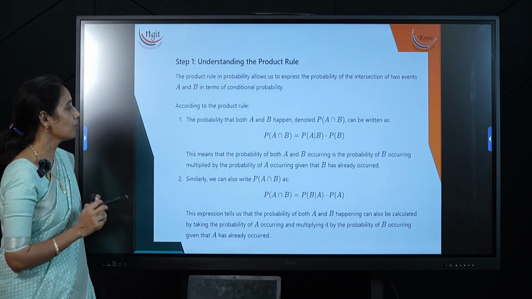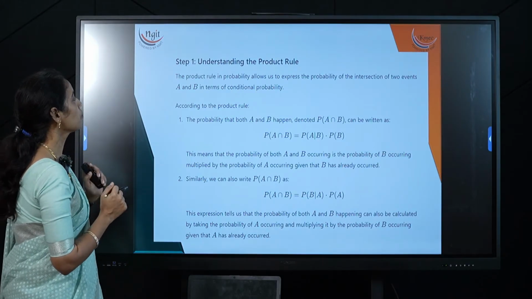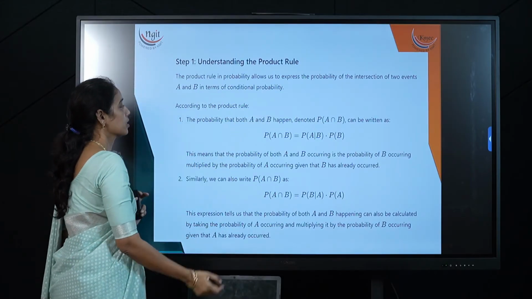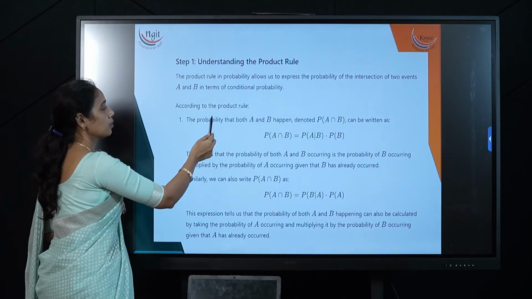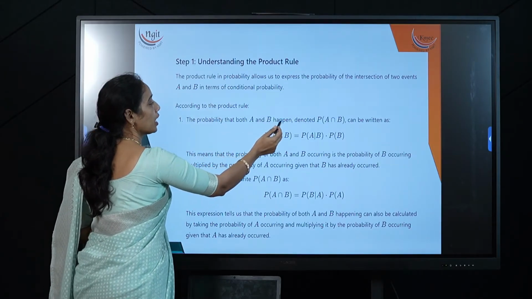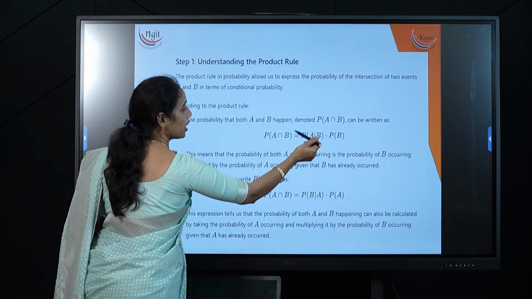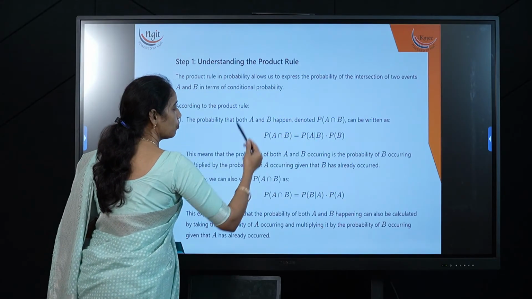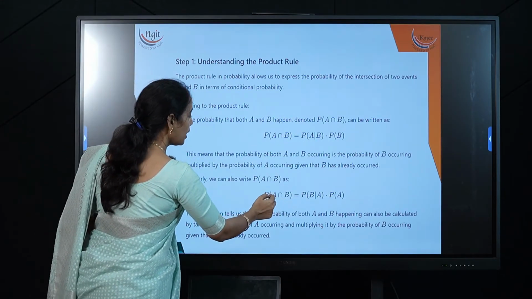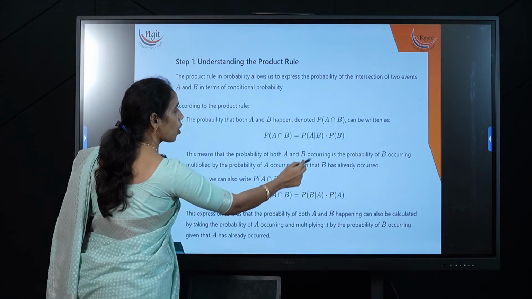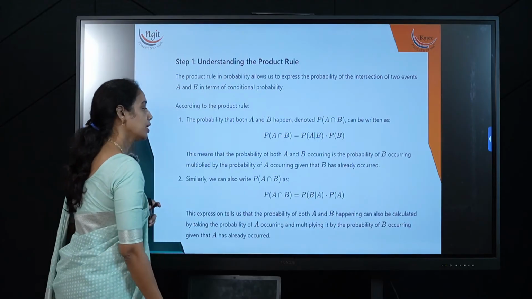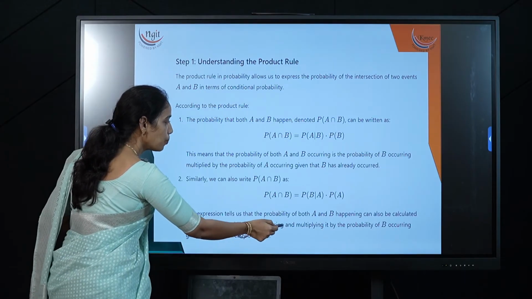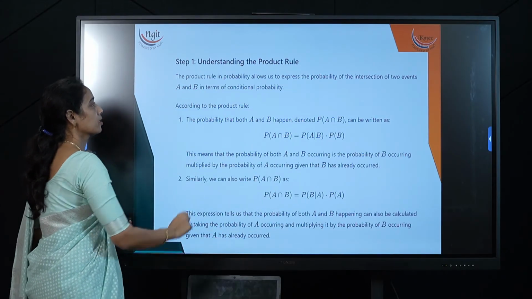So, let us see the product rule. The product rule in probability allows us to express the probability of intersection of two events in terms of conditional probabilities. Here, according to the product rule, when we take the probability that both A and B happen, which is denoted as probability of A and B, we know that probability of A and B is given as probability of A given B into probability of B. Similarly, probability of A and B equals probability of B given A into probability of A. That means the probability of A occurring given that B has already occurred, and the probability of B occurring given that A has already occurred. So, these are the product rules.